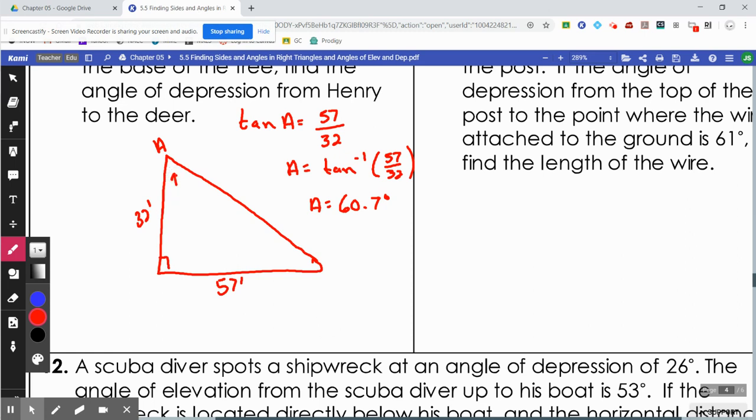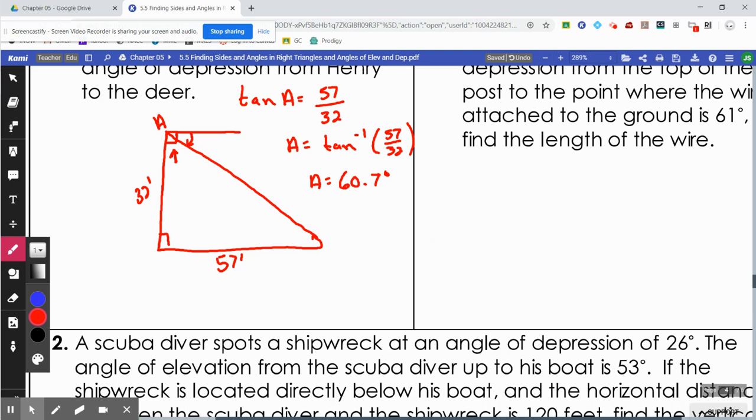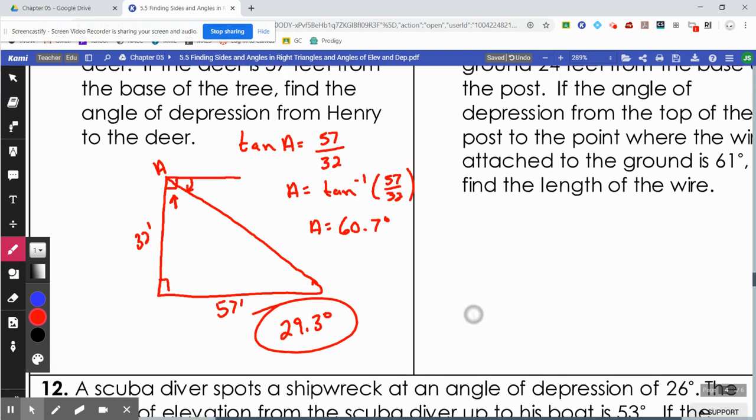However, that's not your angle of depression. Here is his line of sight. This is his angle of depression. So if this is 60.7, these two angles are going to add up to 90. So the actual angle of depression will be 29.3. You could find that by subtracting 60.7 from 90.